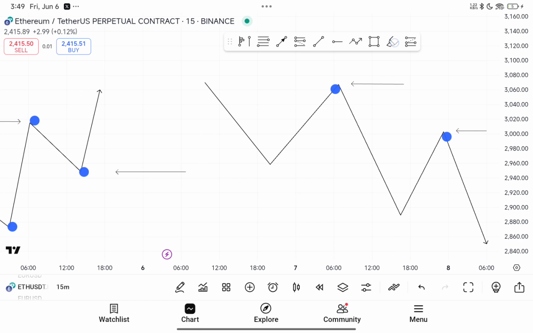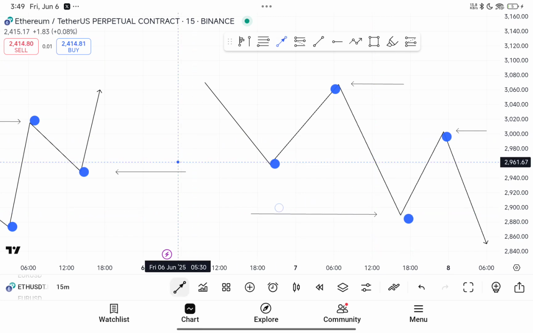Then we have this, our low and our lower low. And why is it a lower low? This low is lower than this low.